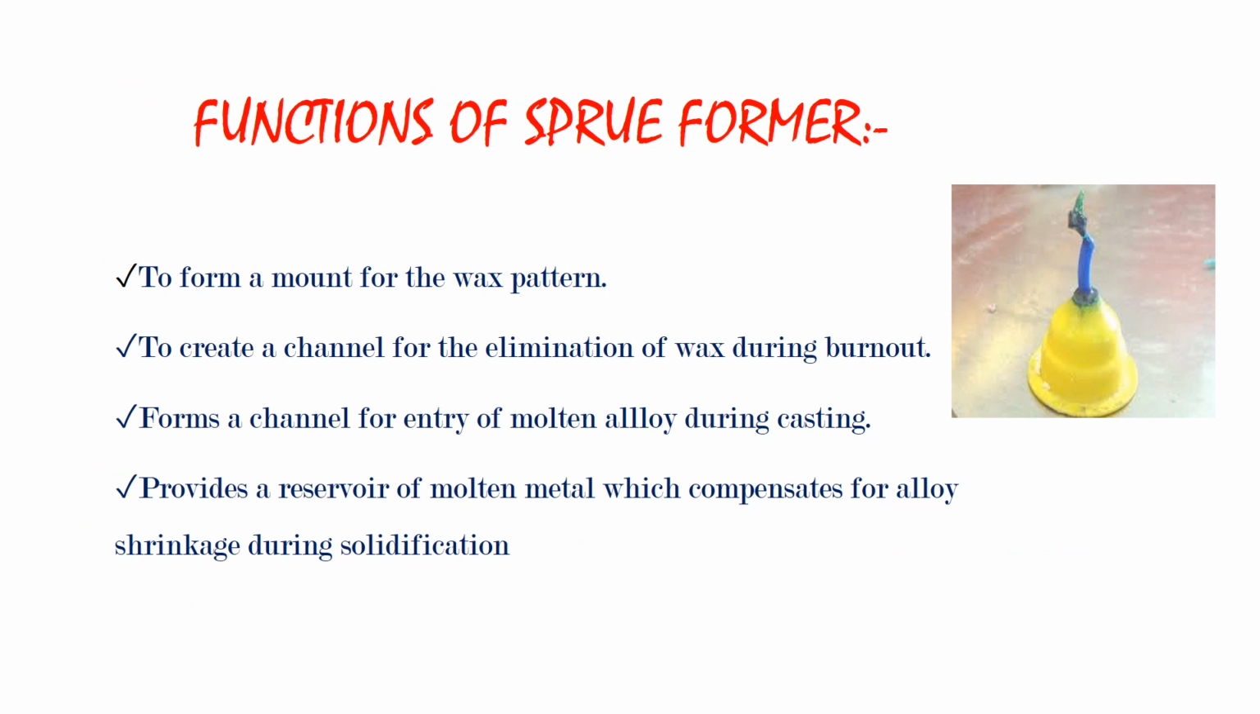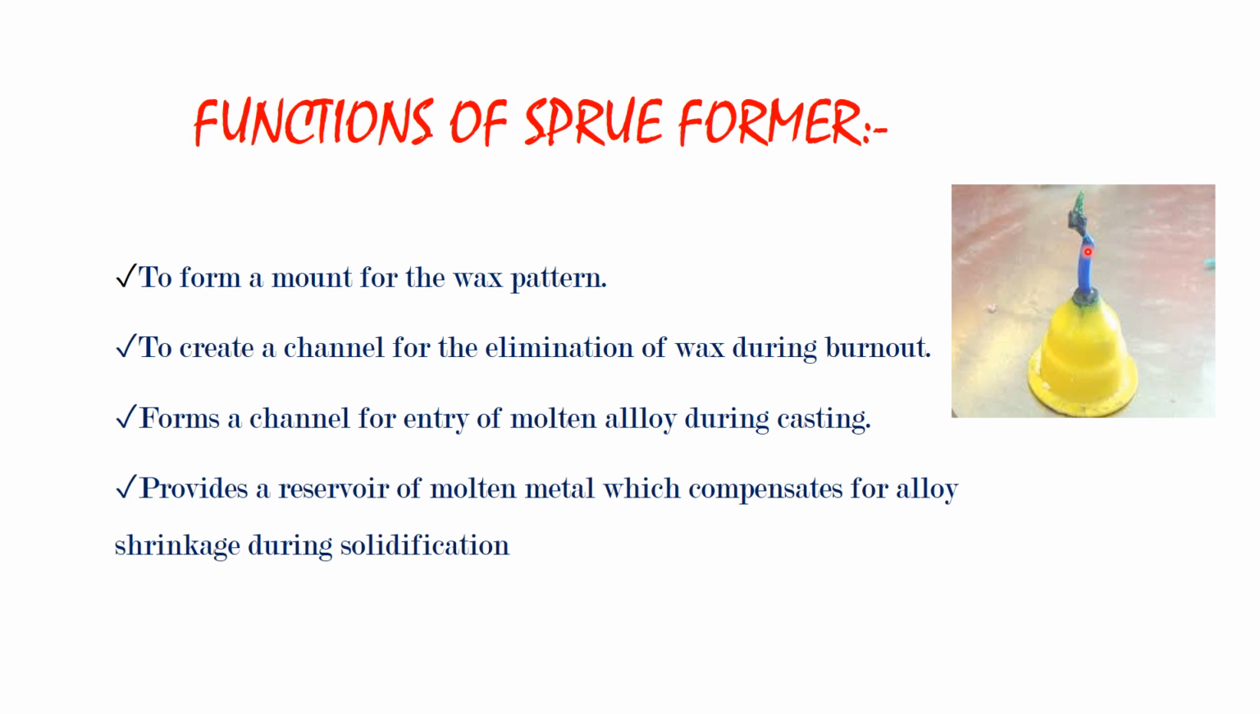Now there are several functions of the sprue former. First is to form a mount for the wax pattern. Here this is your wax pattern, this is your sprue, so it is acting as a mount for your wax pattern. Second is to create a channel for the elimination of wax during burnout. From this area only it will create a channel from which your wax will be eliminated during the burnout procedure, and it will also form a channel by which your molten metal will enter during the casting procedure.